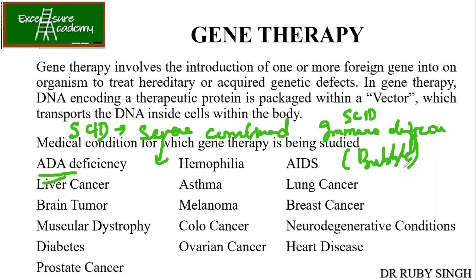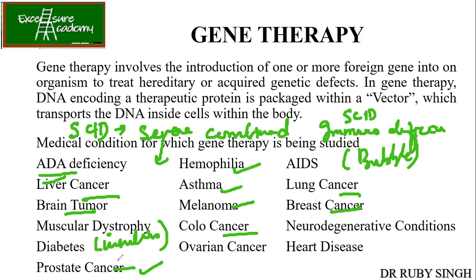Then the other medical conditions are liver, brain tumor, muscular dystrophy, and diabetes, where the insulin gene has been transferred using vectors. Then prostate cancer, hemophilia, asthma, melanoma. So mainly, if you see, it is all cancer, so cancer is mainly being targeted here. Even in my hospital, we were using something, not exactly gene therapy, but we were always targeting cancer.